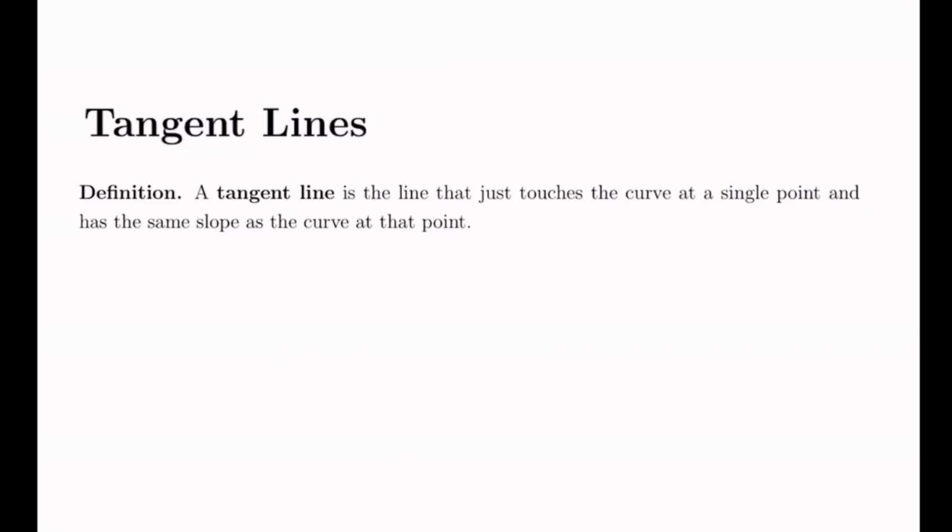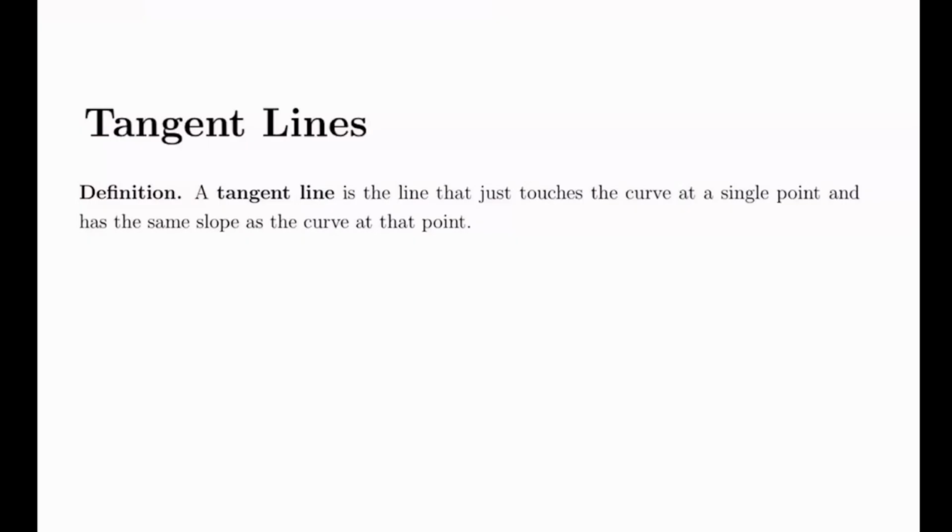Average velocity is not the same as the ball's actual speed at exactly t equals 1 second. At that moment, the ball has a single instantaneous velocity. And how do we find that? This is where we connect back to the slopes of the lines. A tangent line is the line that just touches a curve at a single point and has the same slope as the curve at that point.